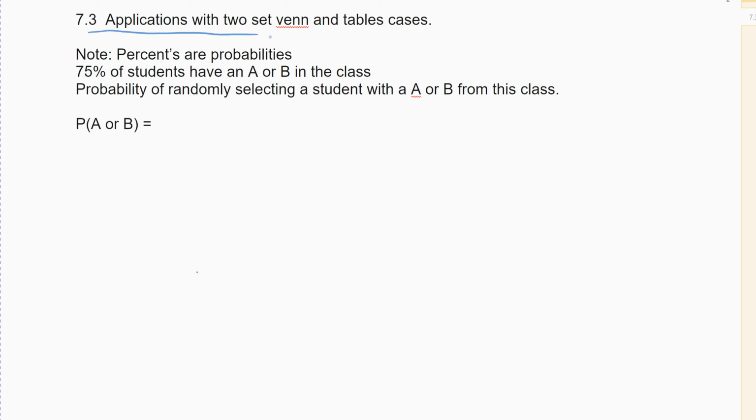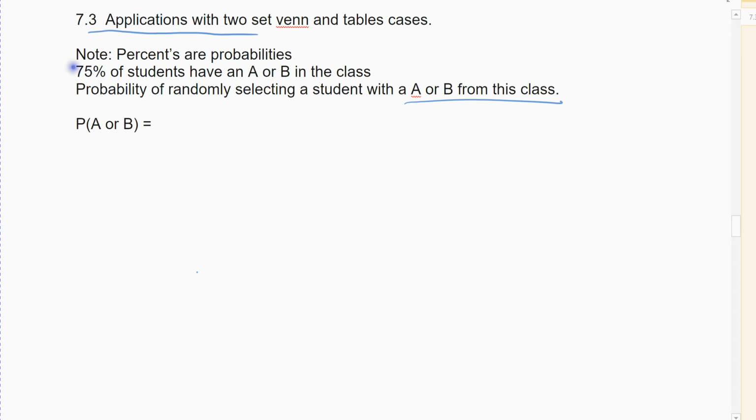75% of the students have an A or B in the class. Again, that's usually how we talk about it. 75% of the class have an A or B. So what's the probability if I randomly select a student that they have an A or a B from the class? So, probability of an A or B. Well, probabilities are always numbers between 0 and 1. So they're either decimals or fractions between 0 and 1.